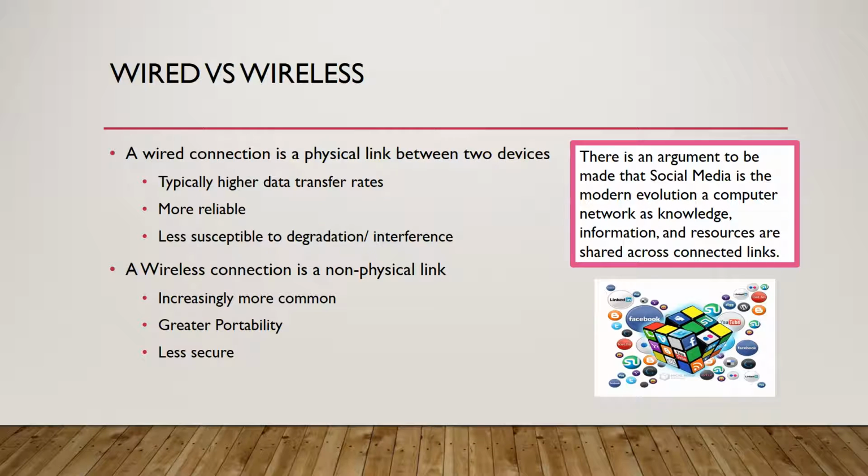A wireless connection is a non-physical link, so this can be something such as Wi-Fi or Bluetooth. There's something called WiMAX as well, which is basically any non-physical link between two devices. NFC is another one as well. It's increasingly more common. We're seeing these used to connect not just devices in a small area, but on an increasingly larger scale. We're getting to see wireless connectivity.